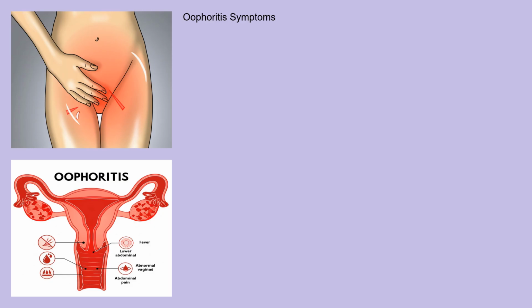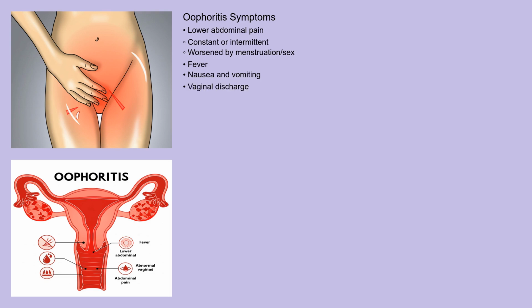The symptoms of oophoritis can vary in severity. Common symptoms include lower abdominal pain, which may be constant or intermittent and may be worse during menstruation or sexual intercourse. Other symptoms include fever, nausea, vomiting, vaginal discharge, and pain during urination. Some women may also experience irregular menstrual bleeding or bleeding between periods.